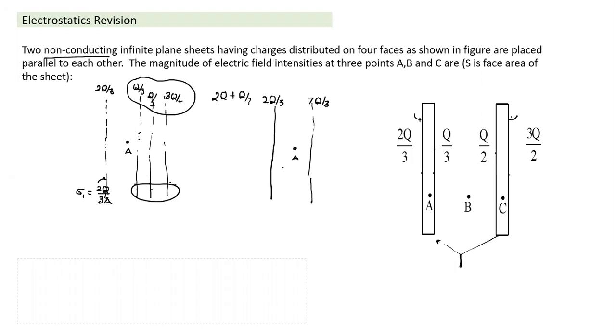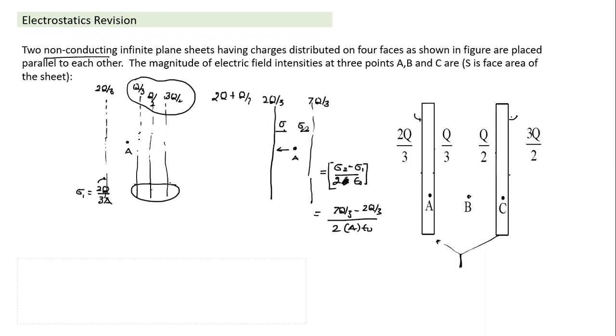So we calculate what is the field here, and these two fields will be opposite. If this is sigma 1 and this is sigma 2, and they are in the opposite direction, hence net field will be equal to sigma 2 minus sigma 1, if I take this direction of field, divided by 2 epsilon naught. Because this is not a conducting plate, I have to use sigma by 2 epsilon naught. And we can write it as 7Q by 3 minus 2Q by 3 divided by 2 into A into epsilon naught. That's the field at A.